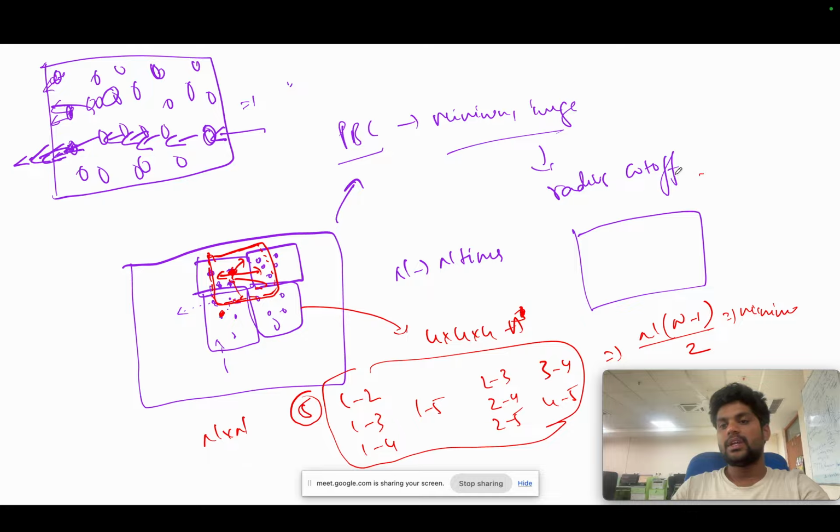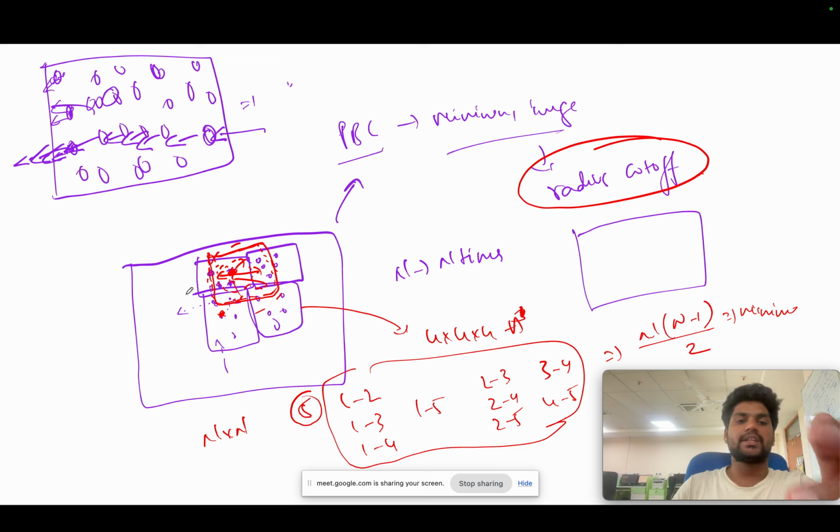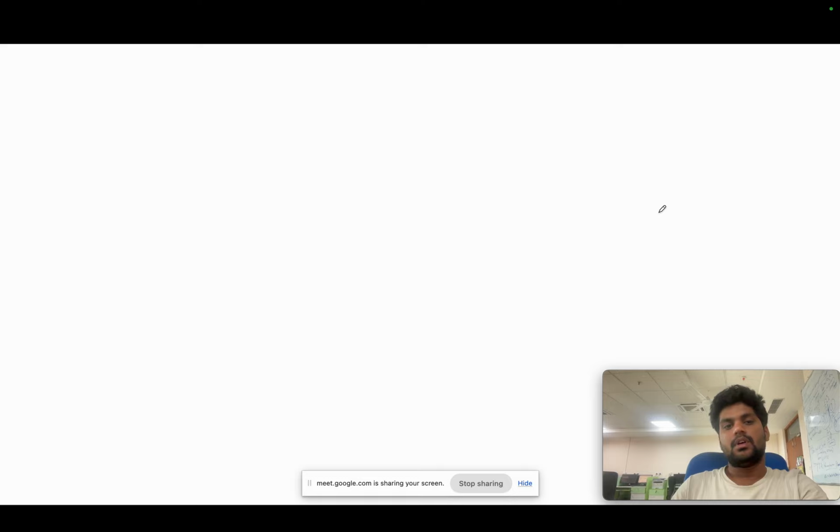And further we have the radius cutoff. What does the radius cutoff do? I have taken this as the center, and now I put a radius cutoff such that I will consider only the interactions of this particular molecule within it. So that will further reduce the number of interactions from PBC to the radius cutoff. And then I have shown some examples.